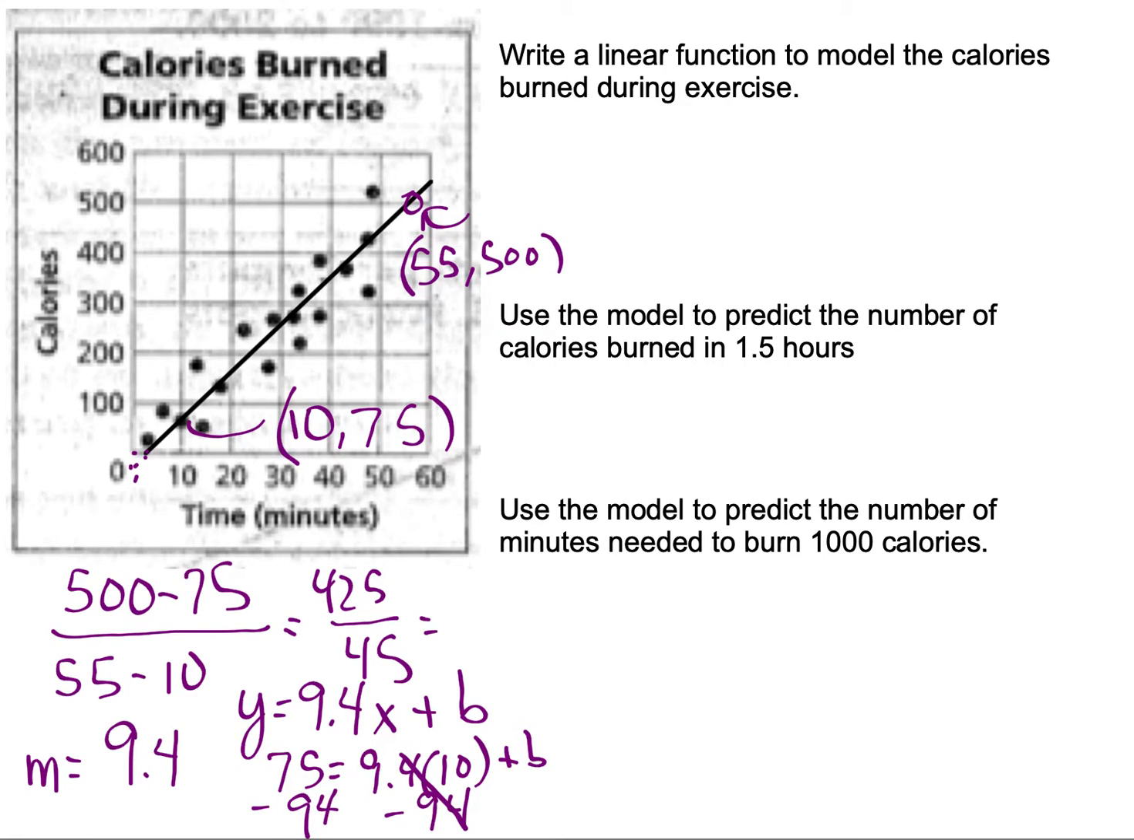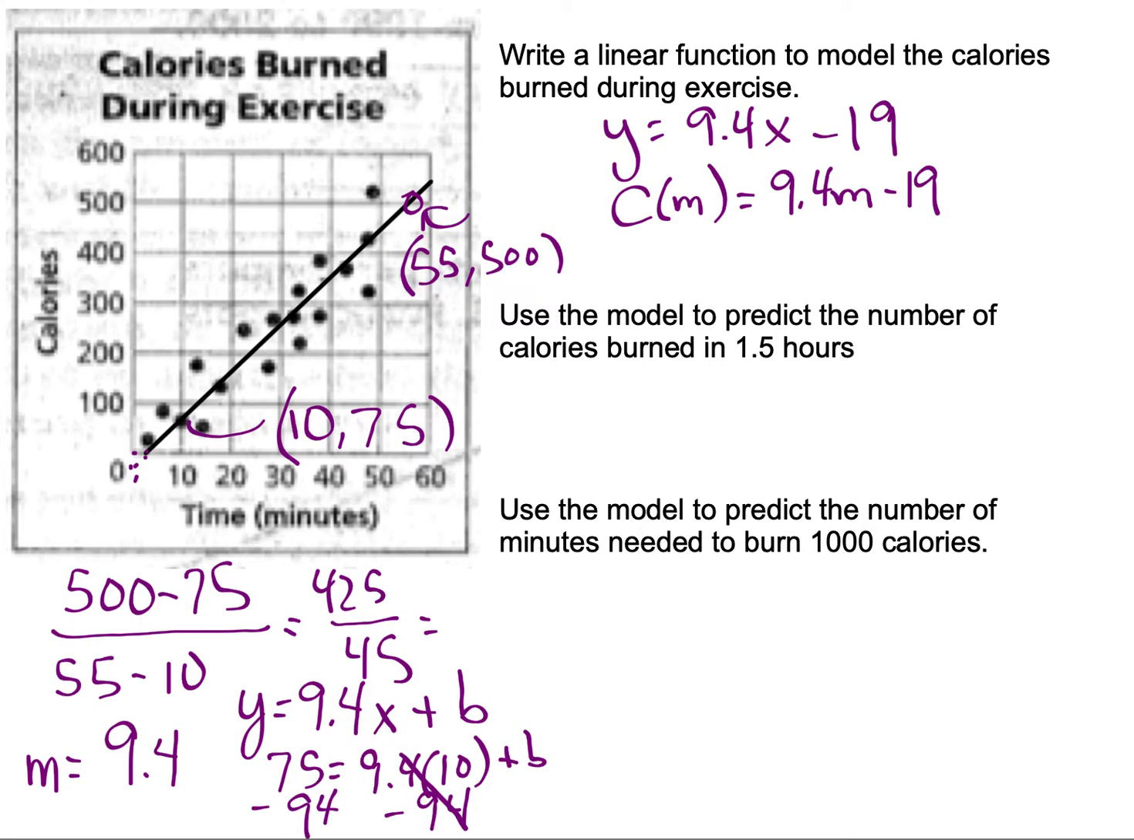So the linear function to model the calories burned during exercise, we could do just y equals 9.4x minus 19, and it could be done as a function in function notation. The calories given the number of minutes is 9.4 times the number of minutes minus 19, according to this linear model. Now either of those forms would work here.